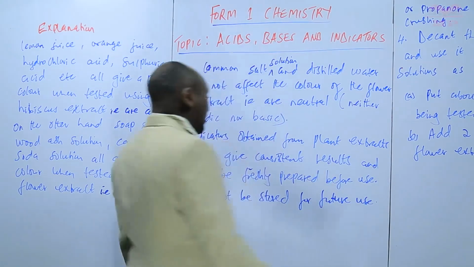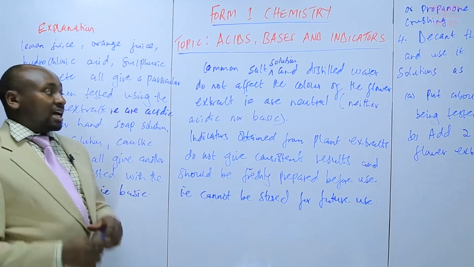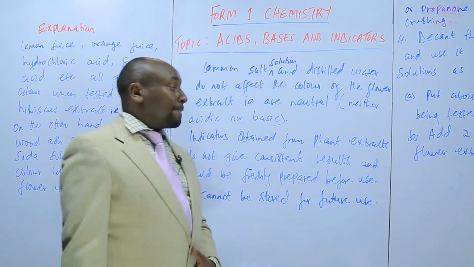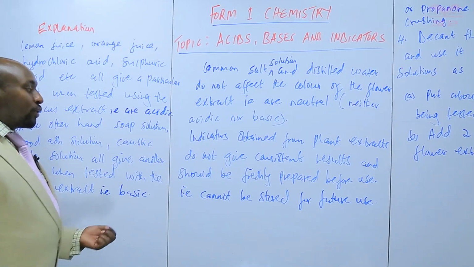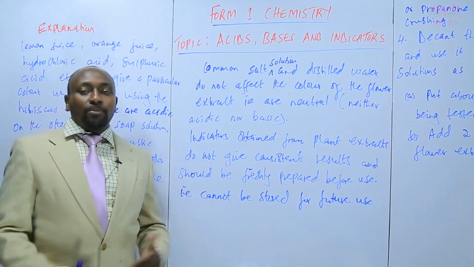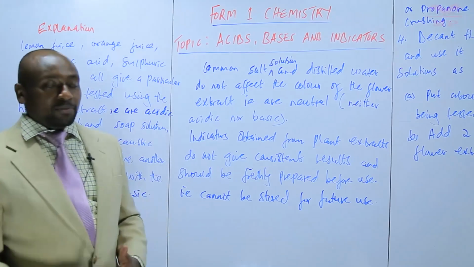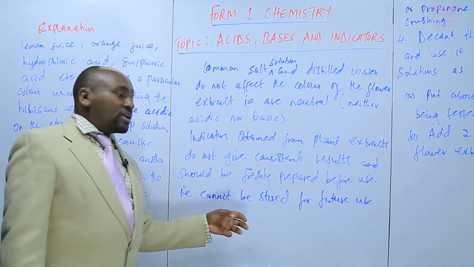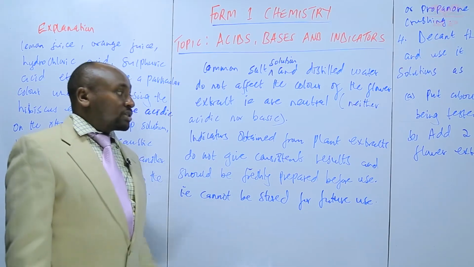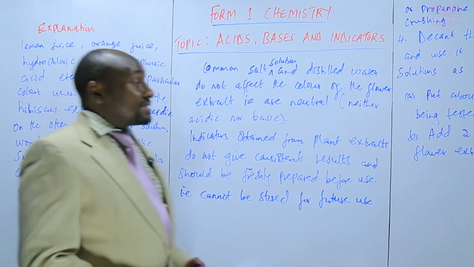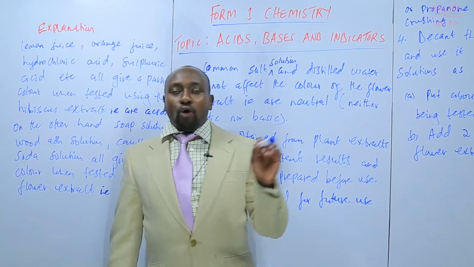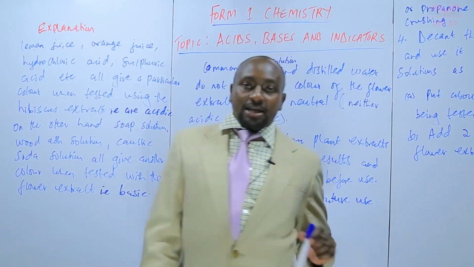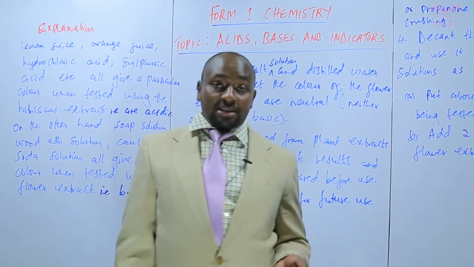In as much as they are very easy to make, as per what we have seen in the procedure, they do not give very consistent results, for example if they have overstayed for a long time. So they do not give consistent results, and therefore we cannot store them for future use. And that is why there is need for what we call the commercial indicators. And that's what we shall discuss in our next lesson.